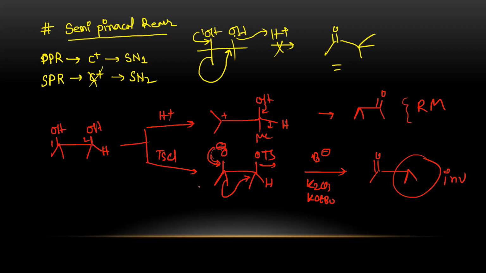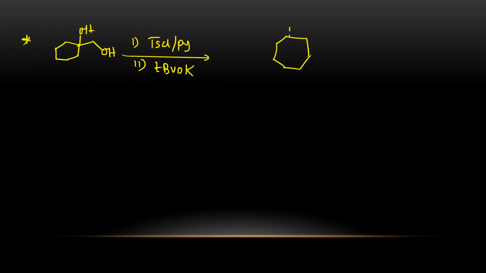Okay, I will give you some examples and I will write the answers. You have to try yourself. This is homework. The questions are: OH, OH, tosyl chloride, pyridine, then potassium tert-butoxide. The product you will get is cycloheptanone.